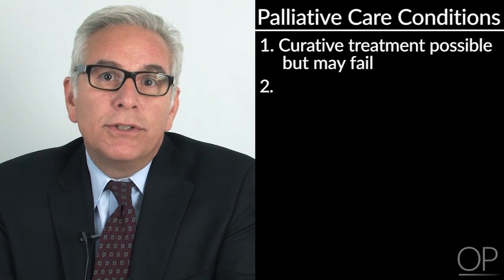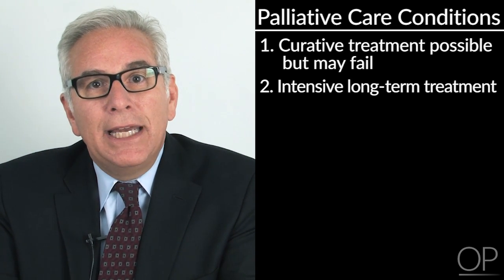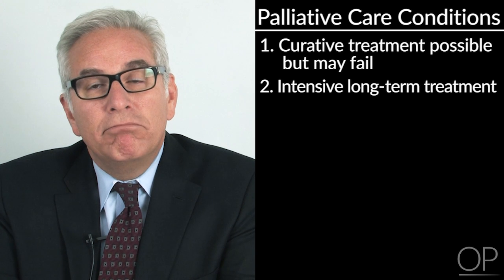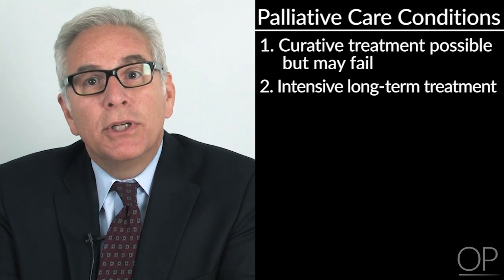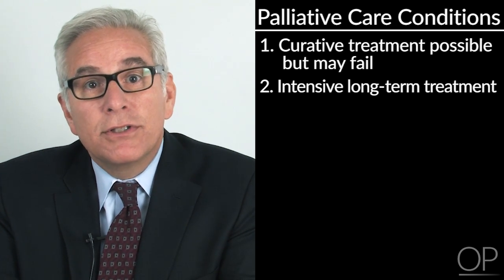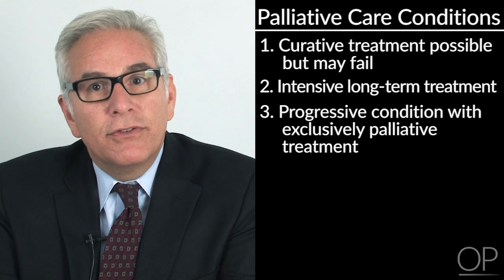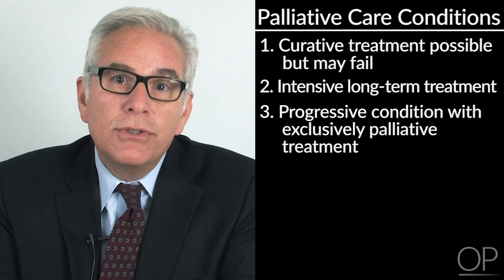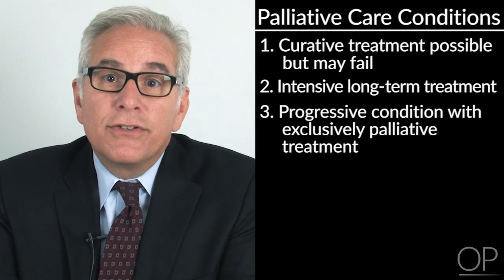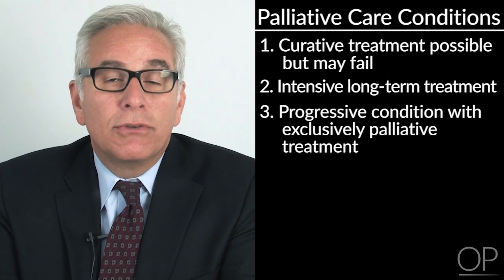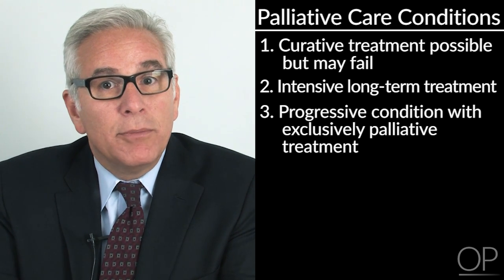Another group would be children with conditions requiring intensive long-term treatment aimed at maintaining the quality of life. By that I mean children with cystic fibrosis, severe immunodeficiencies, muscular dystrophy, for example. Another group are children with progressive conditions in which treatment is exclusively palliative after diagnosis. That would include children with progressive metabolic disorders, severe chromosomal disorders, severe osteogenesis imperfecta, to name a few.